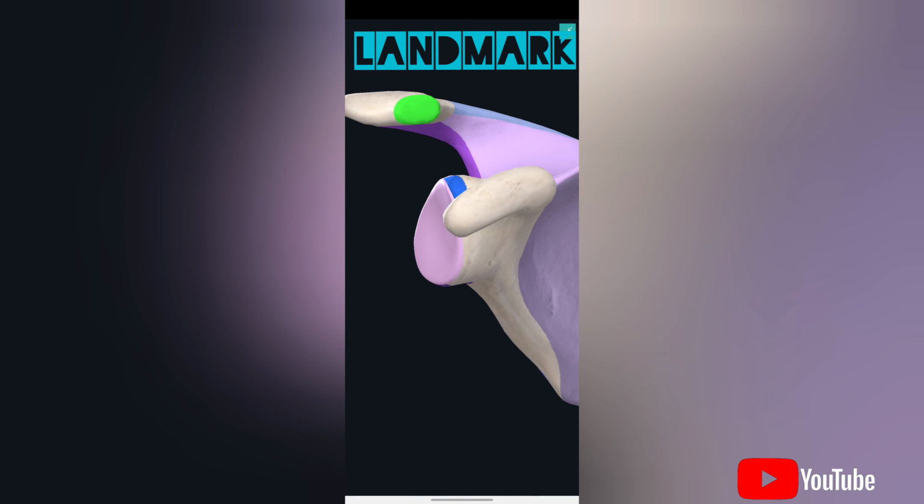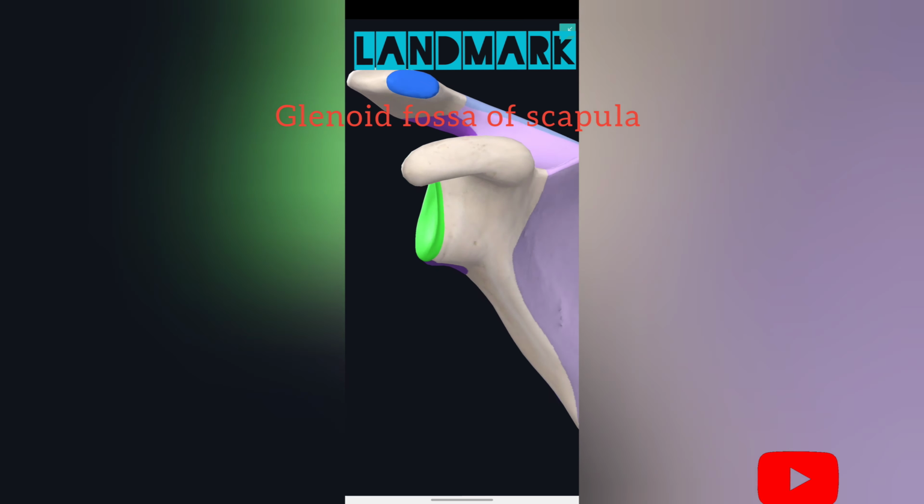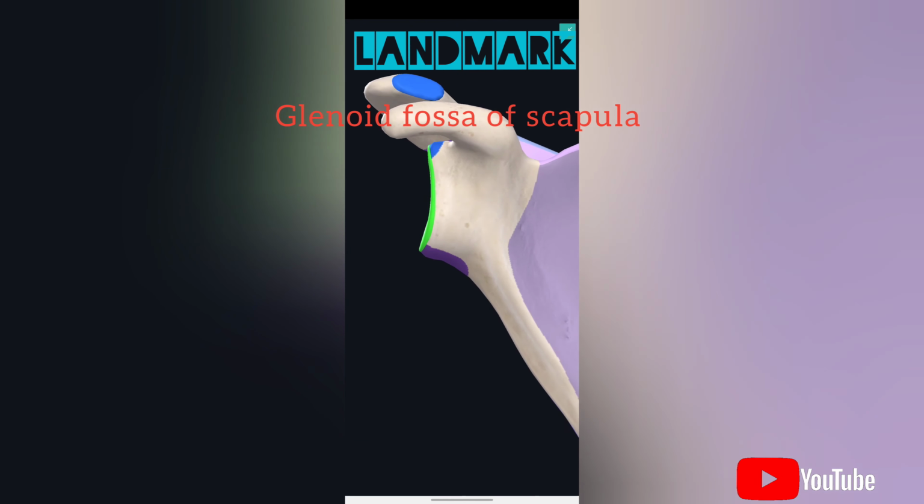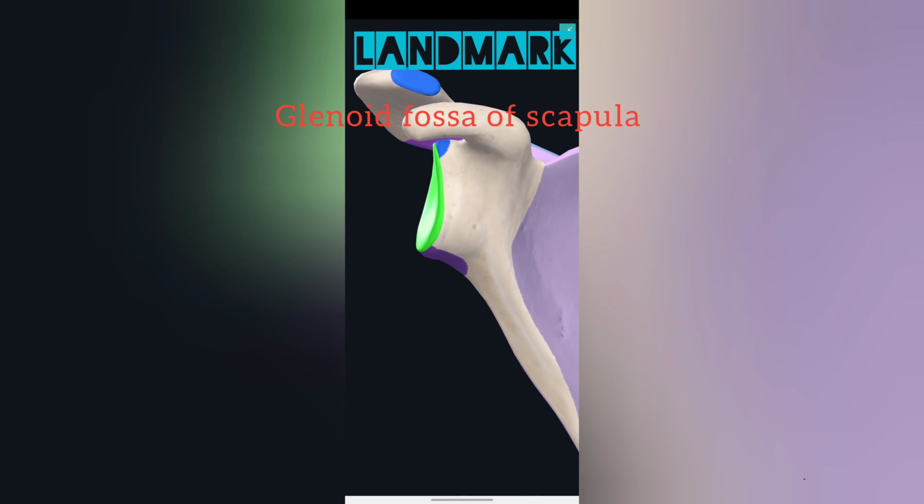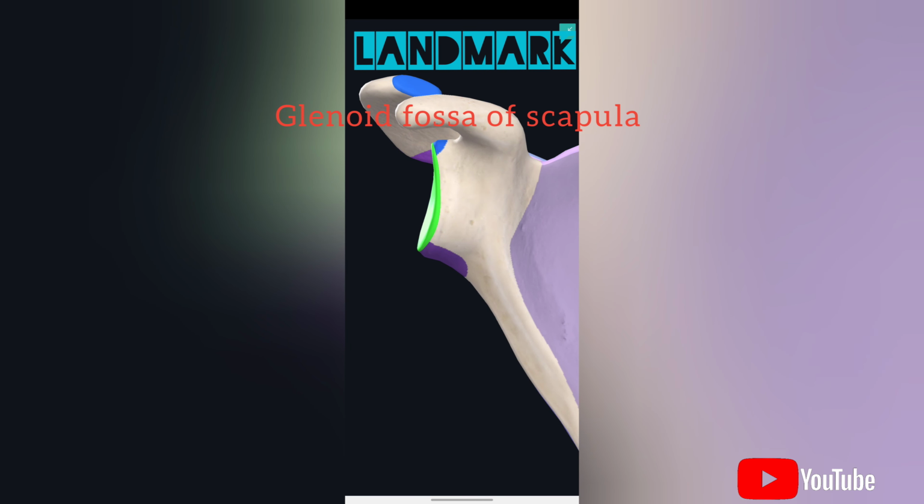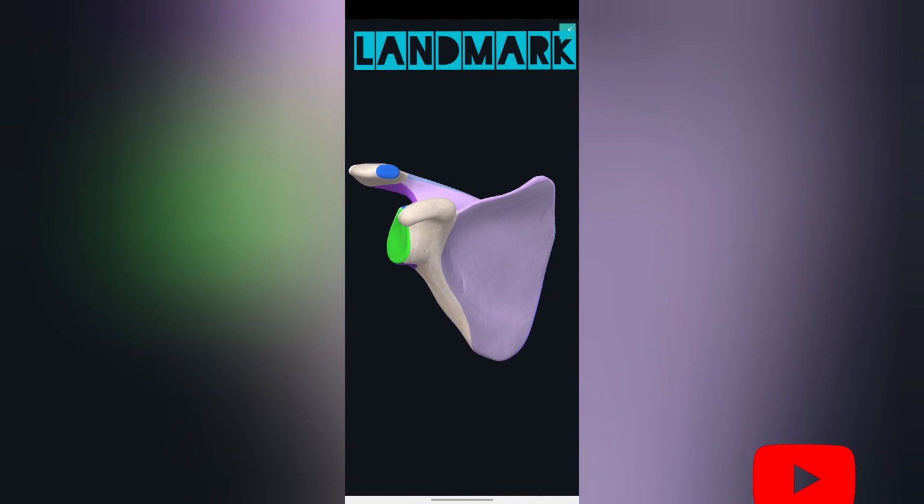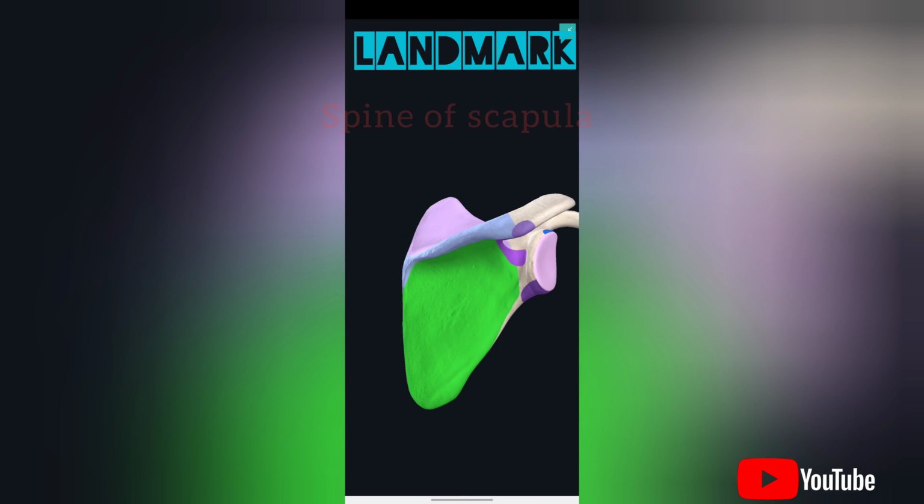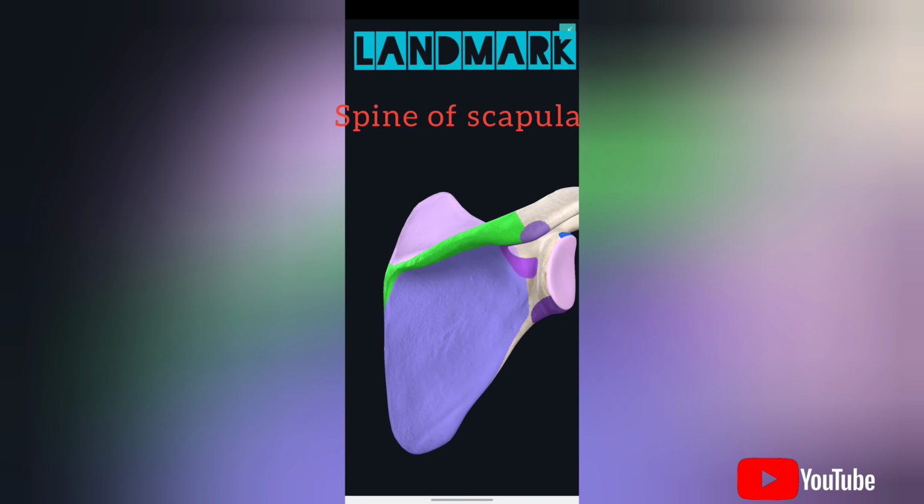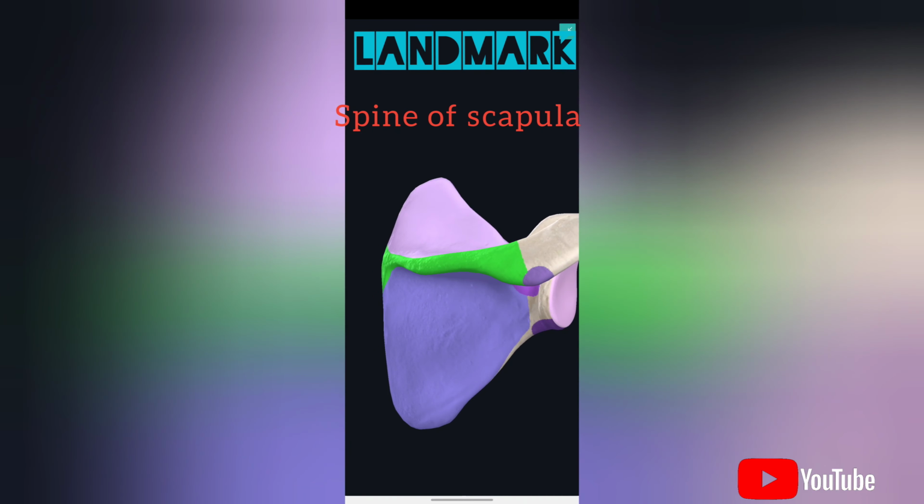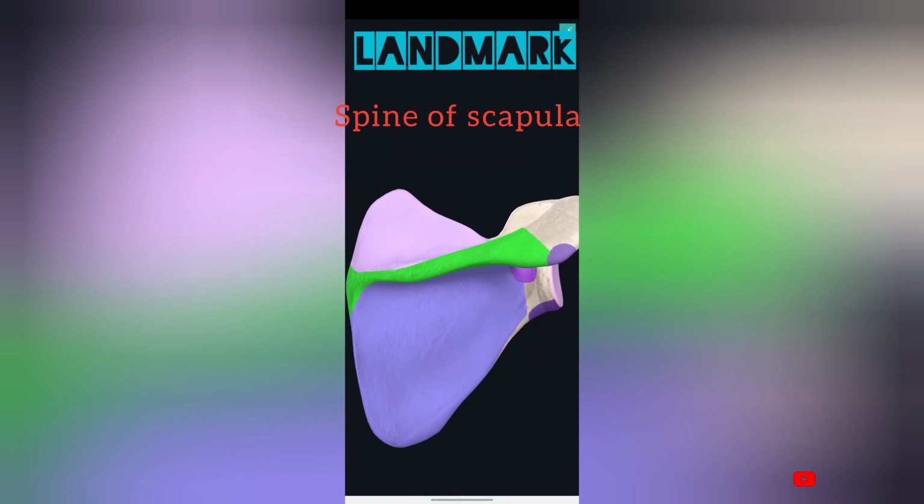Next, this part is known as the glenoid fossa of the scapula. It looks like a concave projection, and it articulates with the head of the humerus. The next part is the spine of the scapula, and it projects from the superior area of the dorsal surface of the scapula.